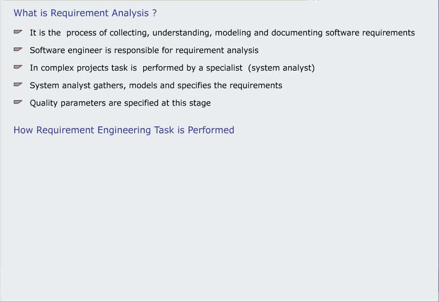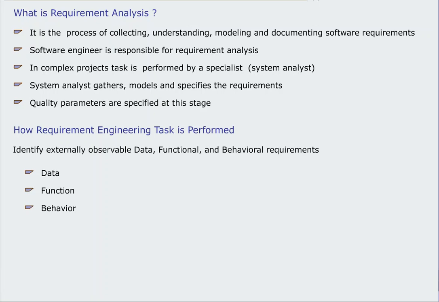Let us focus on how this complex task, requirement analysis, is performed. The system analyst begins with identifying externally observable data, functional and behavioral requirements. Data objects are either produced or consumed by the system. Example of data is employee record and salary slip. Functionality refers to software's ability to process or transform data. Maintaining customer record is an example of software functionality.